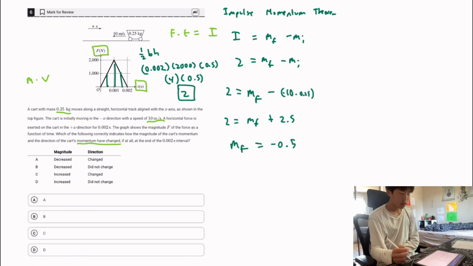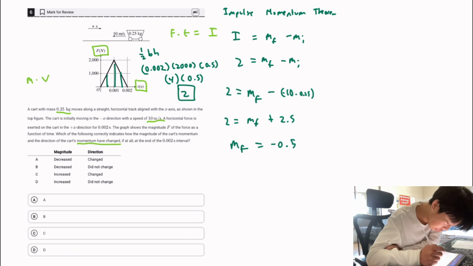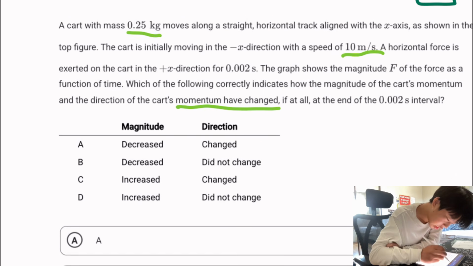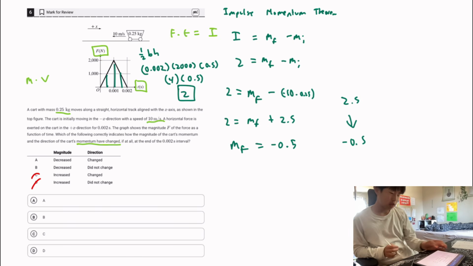So what does this tell us? This means that the final momentum is going to go from 2.5 and it's going to go down to negative 0.5, which means it decreased. Okay, so now it's for the real question.